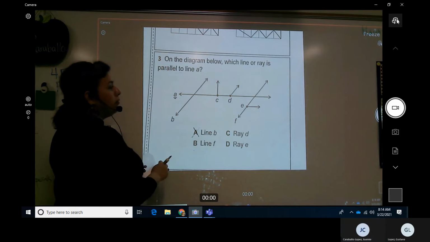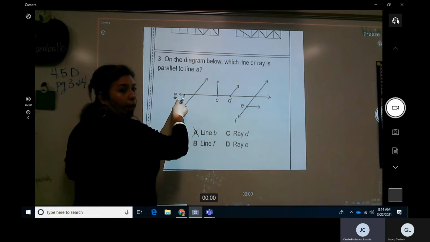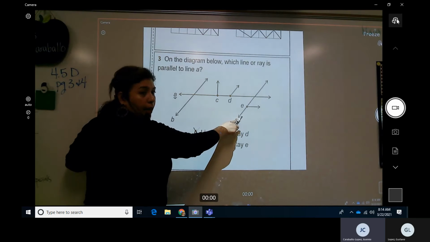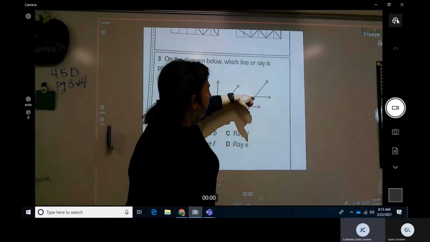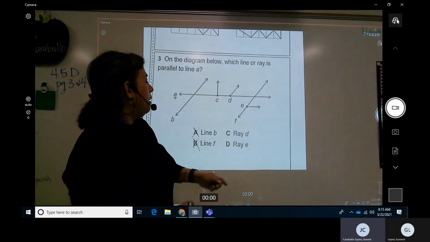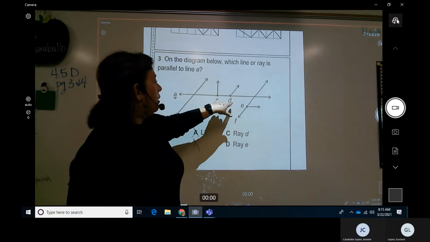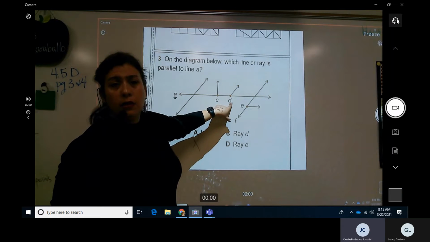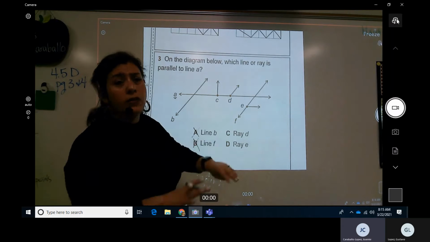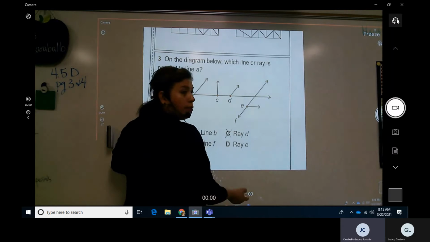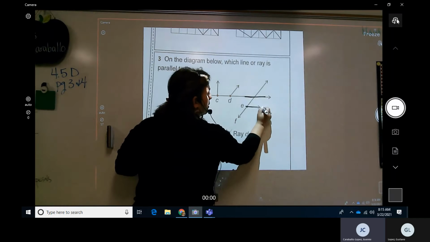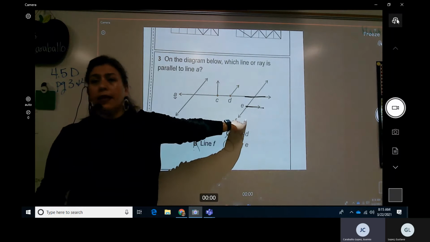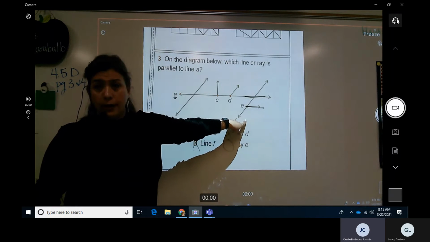Okay? Does line F intersect A? This is line F. Yes, it does, because it crosses this. This is line A right here, and this is crossing it, right? Does ray D intersect? Yes, it's touching it, right? Parallel lines do not touch. So what's my answer? E, right? Because this is line A and this is line E. Do you see the parallel lines here? Yes or no? Yes? Okay.